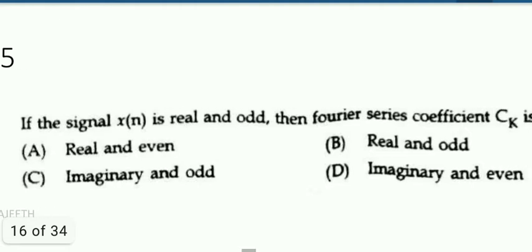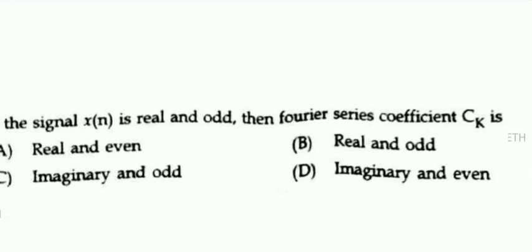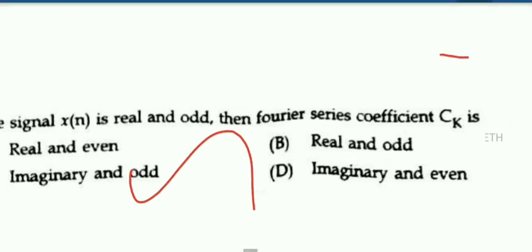Next one. If x of n is real and odd, the Fourier series is imaginary and odd. It's a property of Fourier series. Option C is the right answer. Okay. Next question. The Z transform of the causal sequence.